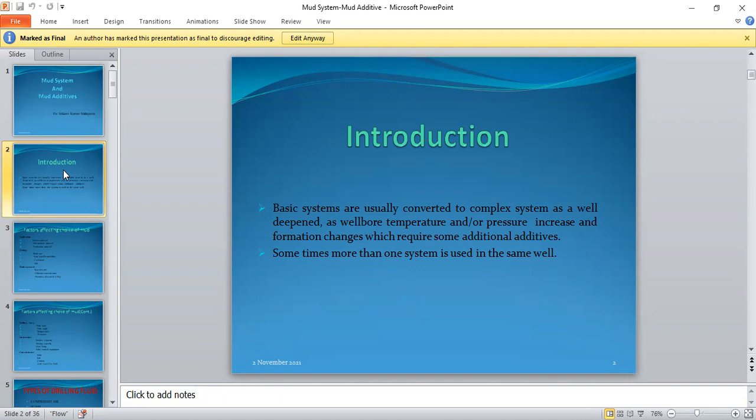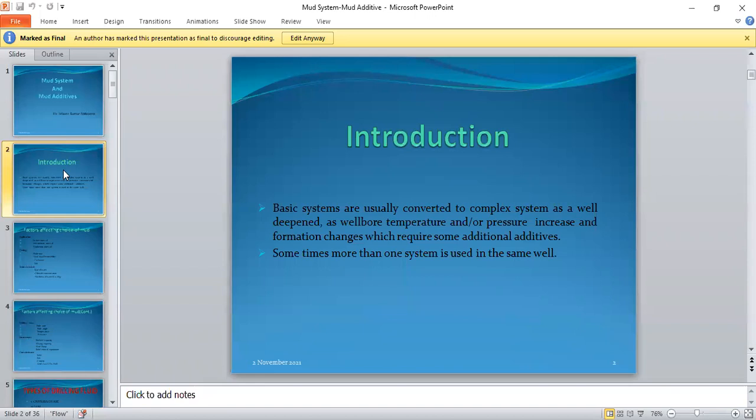You start with a simple system, very simple one, but as you're going downhole, your mud system is being converted to a more complex one. What we mean by more complex is that more chemicals are added, more care is being taken, and more technical and professional guidelines are being followed. As the well deepens, wellbore temperature and pressure increase, and formation changes, which requires some additional additives.